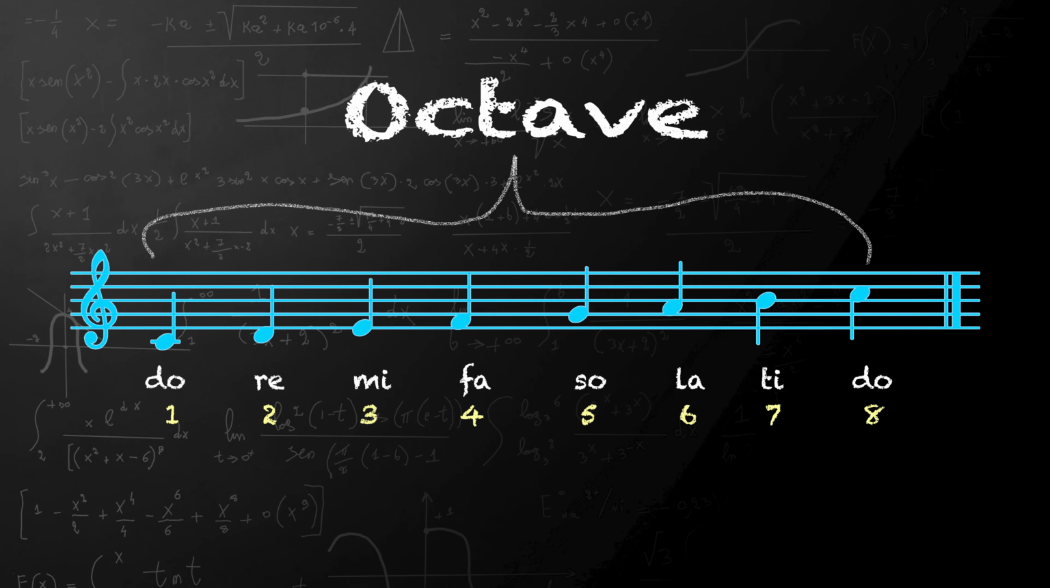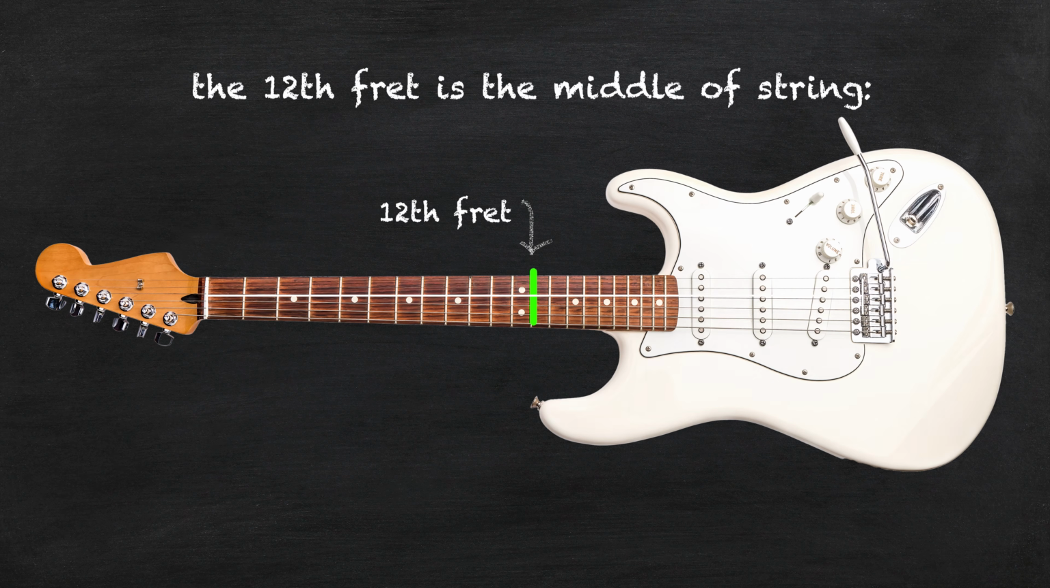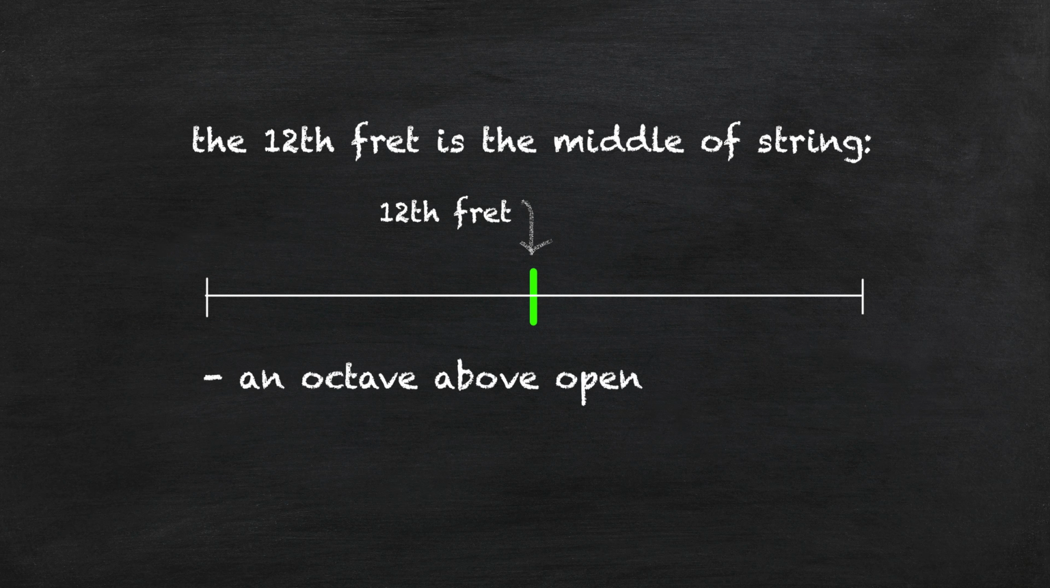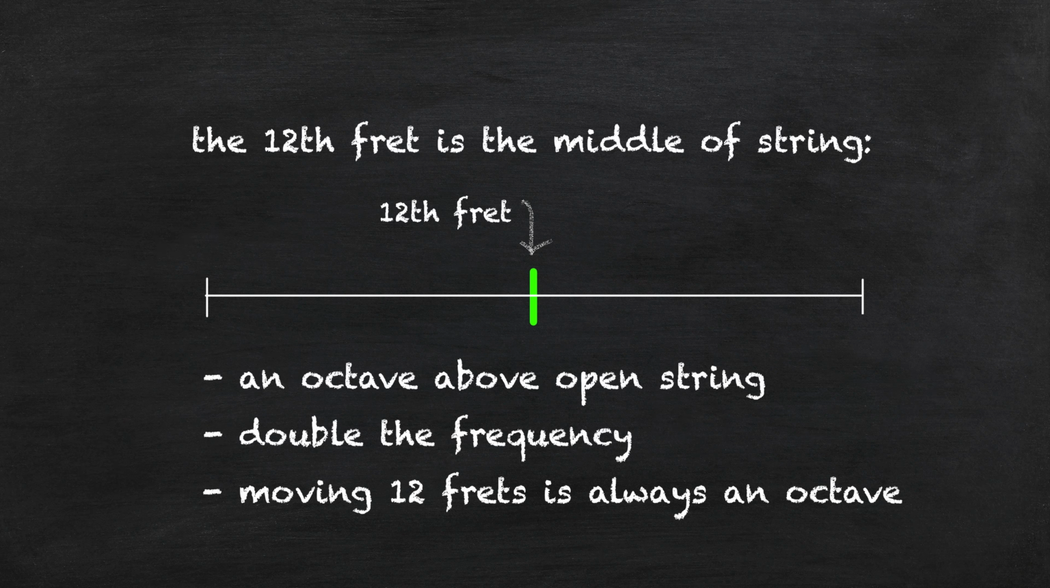Now, just an interesting thing is that on the guitar, the 12th fret is the exact center of the string, and the pitch at the 12th fret is the same as the open string, but an octave higher. It's double the frequency. And likewise, we can go up 12 frets from any note on a string and find the same note an octave higher, just like piano.